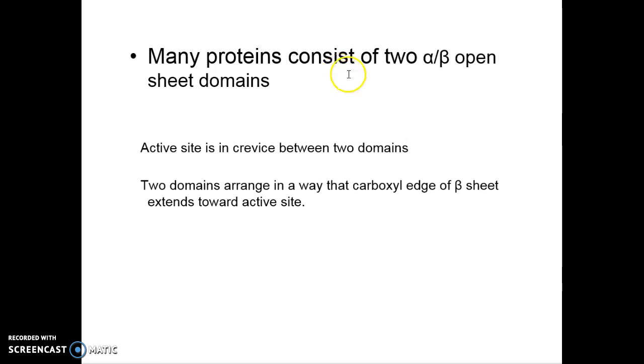So anyway, it could be summarized this way. Many proteins consist of two alpha slash beta open sheet domains. The active site is in the crevice between the two domains. The two domains are arranged in a way that the carboxy edge of the beta sheet should extend towards the active site.